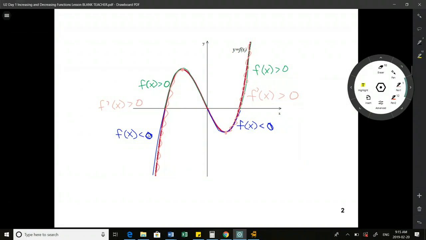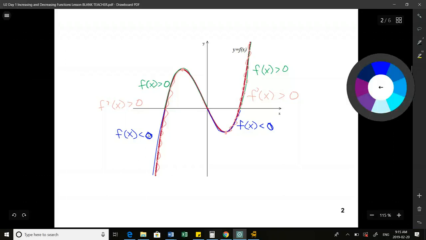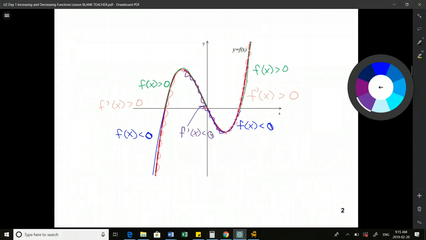And then in the in-between section here, this is where my f prime of x is going to be negative. That is where f of x is decreasing. Okay, and then we've got a couple other important points here. Some of the important points are the zeros, which are, of course, where f of x equals 0.